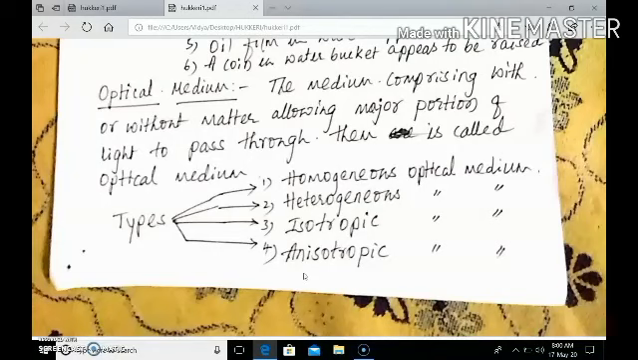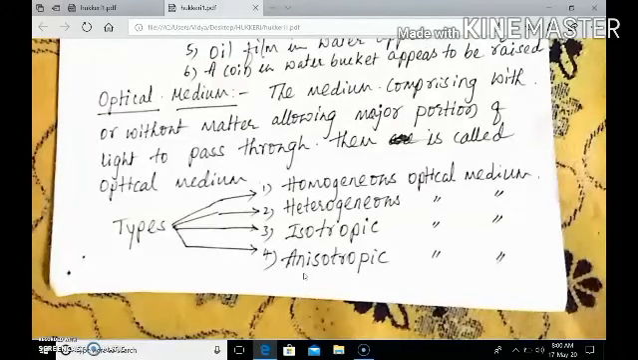Examples for anisotropic optical media: some crystals, quartz. In these materials, light travels with different speeds in different directions. So air, water, vacuum, glass, all these media are homogeneous as well as isotropic optical medium.